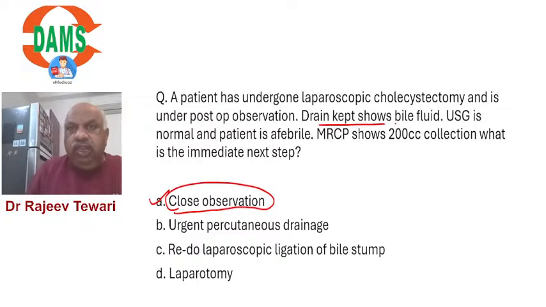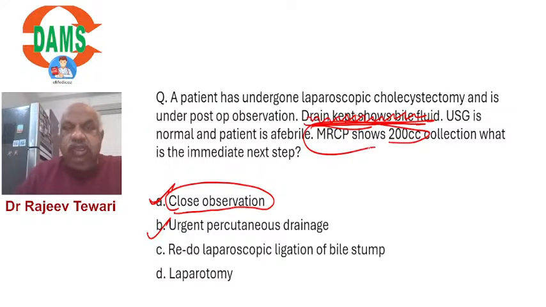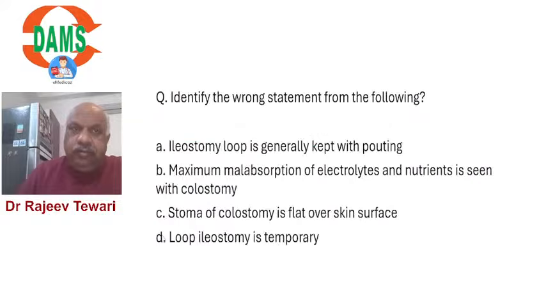Because the drain is already there. So what's the point of putting percutaneous drainage now? If this is there, answer is observation. If the drain is not there, then the answer is percutaneous drainage. So I'm not convinced about this line, because if the drain is there, then why is the collection there? The collection should be out. So best answer here is A, if the drain is there. If the drain is not there, go for percutaneous drainage. Pigtail catheter, put it there.